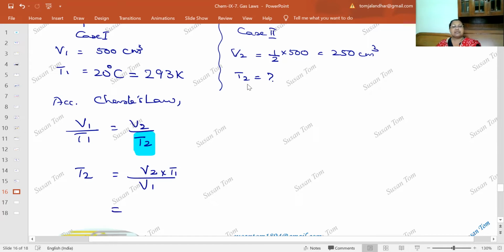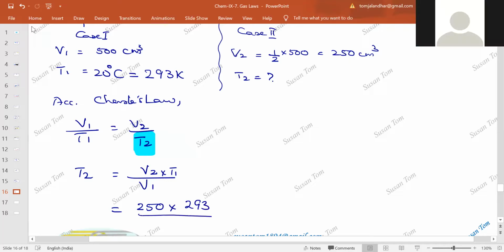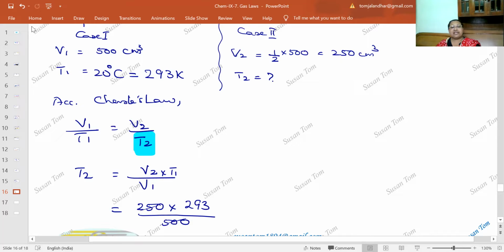Substitute. V2 is 250 into T1, 293. We have to write the Kelvin value. Yes, ma'am. T1 is 500. Here also 500 or 250 directly cuts. This is 2. 2 times 250 is 500. 293 divided by 2. Then it's coming 146.5. What is the unit?